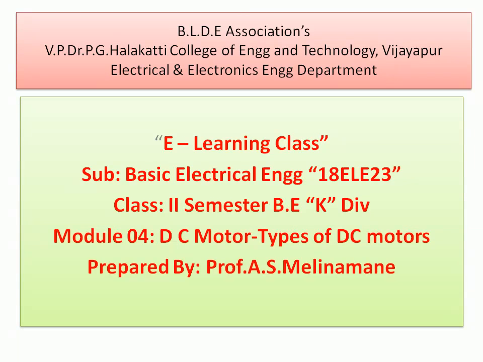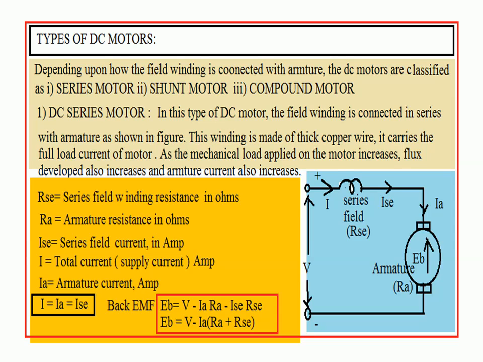Good afternoon, students. Today we have to see types of DC motors. DC motors are classified by the field winding connection, that is, how the field winding is connected with the armature. It is also called classification depending upon excitation, field winding excitation. So you remember any one point.